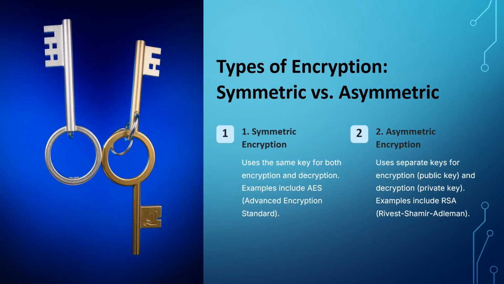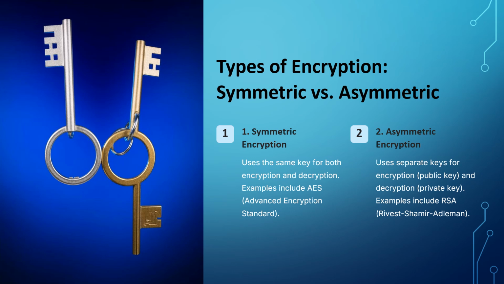In this slide, we discuss the types of encryption. Like I said before, there are two types: symmetric and asymmetric encryption. In symmetric encryption, we have only one key. We use this key to encrypt the data and decrypt the data. Its example is the Advanced Encryption Standard.